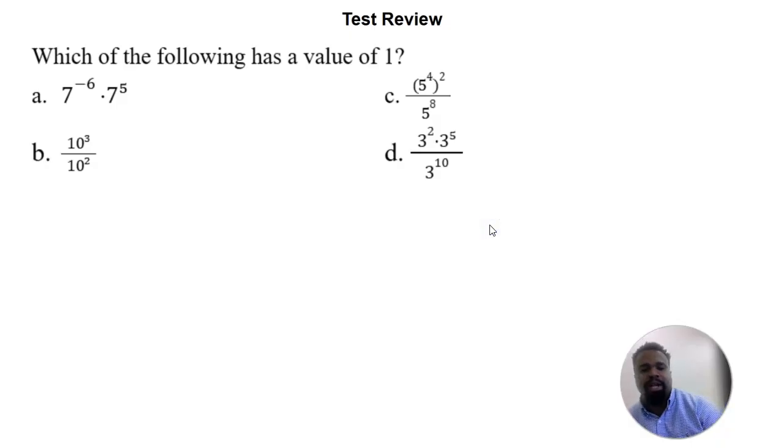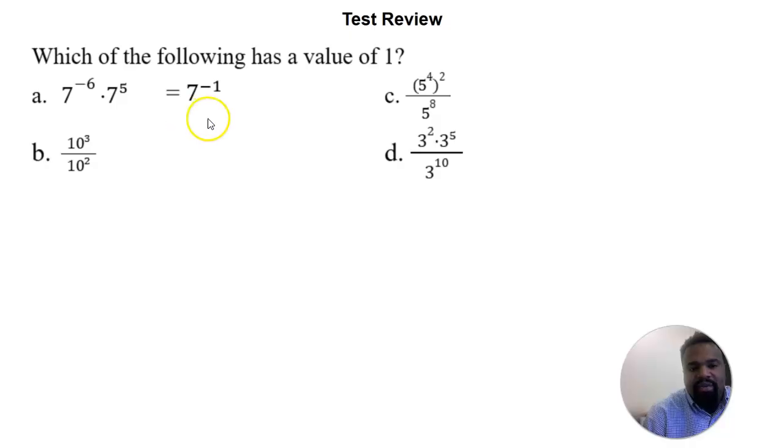All right, for this question here, which gives you a value of 1. So let's take a look. All right, product of powers, so you're going to add. So we do -6 plus 5, which is going to give you 7 to the -1st power. This is a quotient of powers, so you're going to subtract your exponents. So 3 minus 2 gives you 1, so that gives you 10 to the 1st power, or just 10.